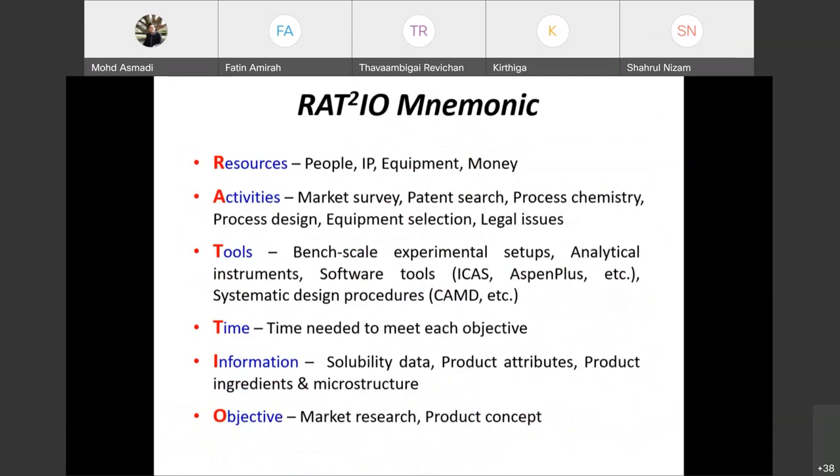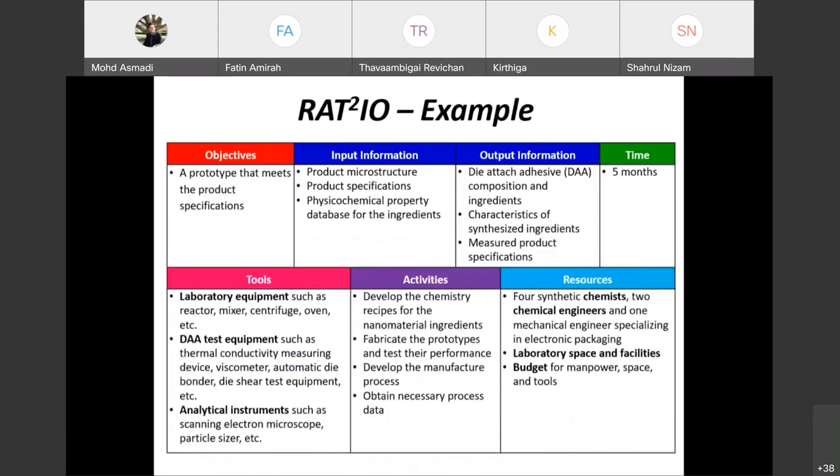Let's see an example of the RAD2IO. The objective is a prototype that meets the product specification. Input information is the microstructure or product specification. The output is die attach adhesive, DA, measured against the product specification. Time: how long is it going to take? Five months, one year. Tools: laboratory. Activities and resources: you need labor, manpower, facilities, and budget. You have to consider all the different resources.